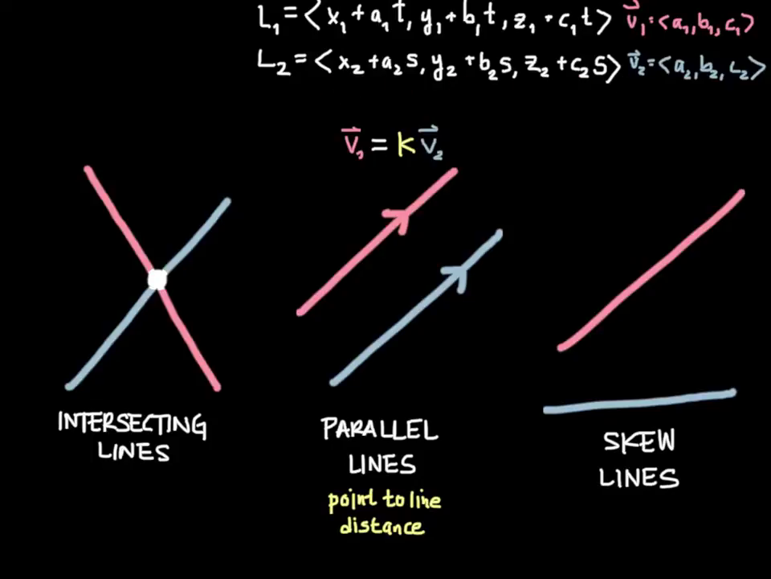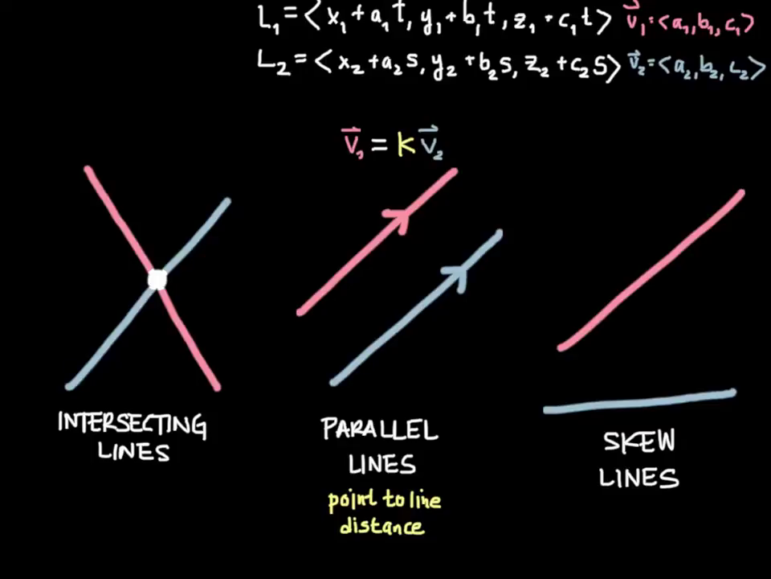Now, when we're asking whether lines intersect, what we're really saying is, are there specific values? Is there a good choice for t and a good choice for s such that the x components, the y components, and the z components of both of these lines equal the same thing? I.e., is there a value for t and a value for s such that these position vectors point to the exact same point? That would be a point of intersection for these lines.